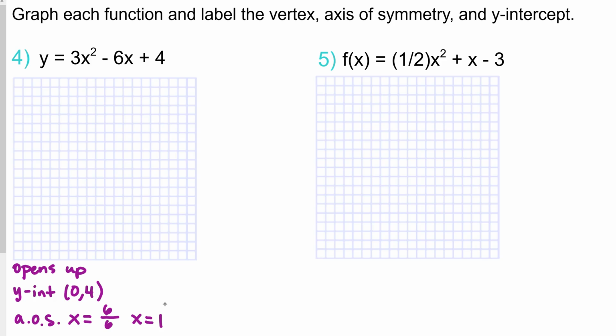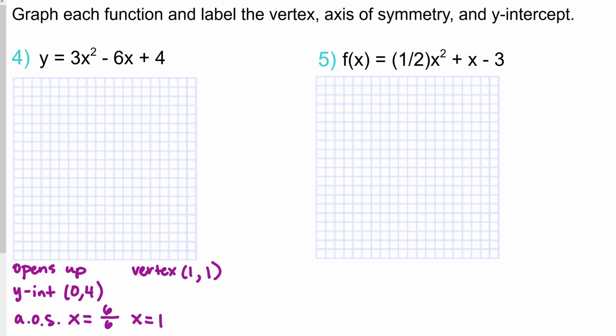And then that means that the vertex is going to have an x-coordinate of 1. And to find its y-coordinate, we need to substitute 1 into the equation. So 3 times 1 squared is 3, minus 6 times 1 is 6, plus 4. 3 minus 6 plus 4 is 1. So the vertex is (1, 1).